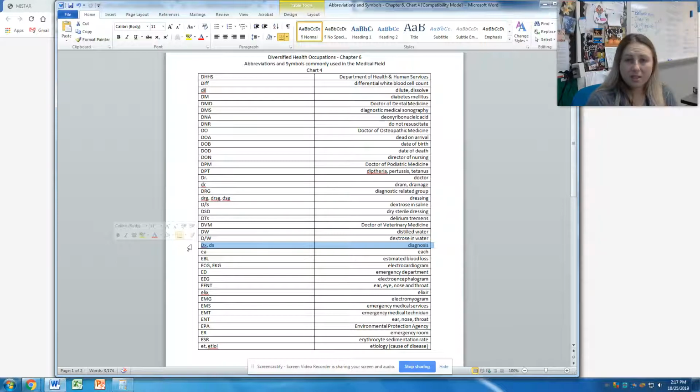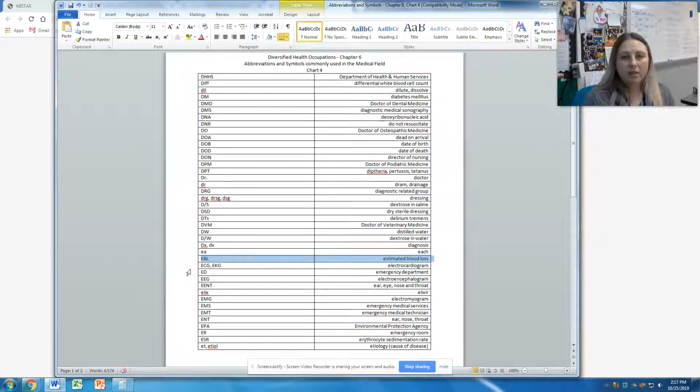Diagnosis, this is Dx. It can be capital or lowercase. Diagnosis is having all knowledge of a condition. So this is when a doctor says, hey, it can't be anything else. This is exactly what you have. You have a diagnosis. Okay. Each, that one's pretty easy. EA, each, like you have 3 of each pill, right? Each.